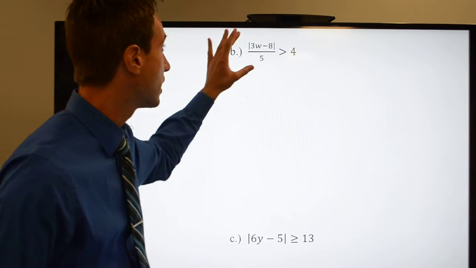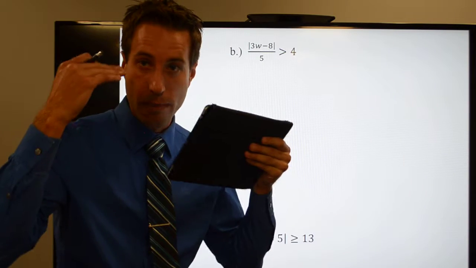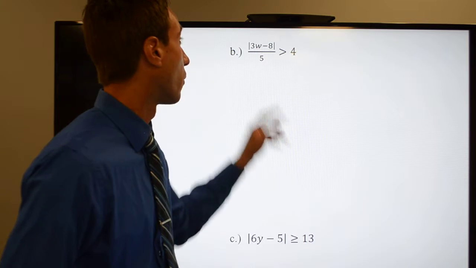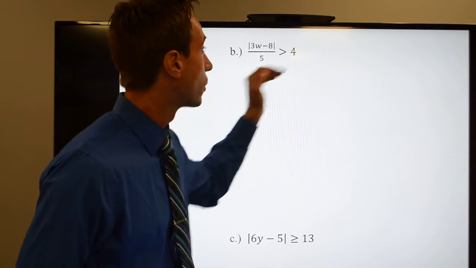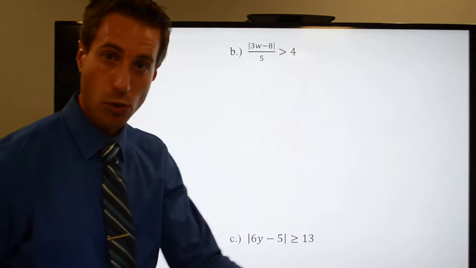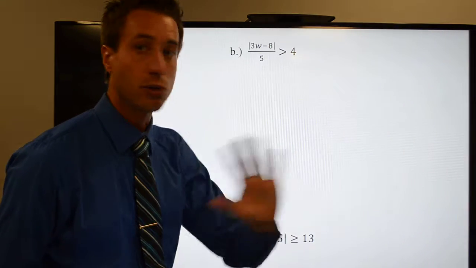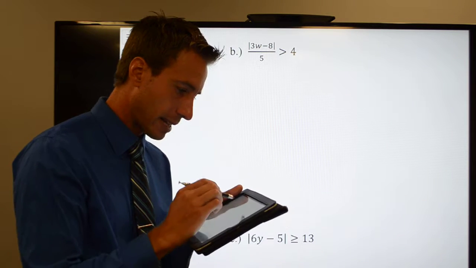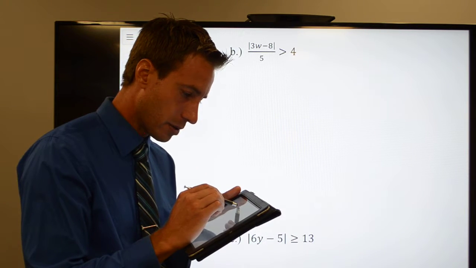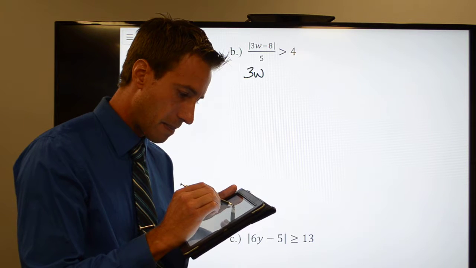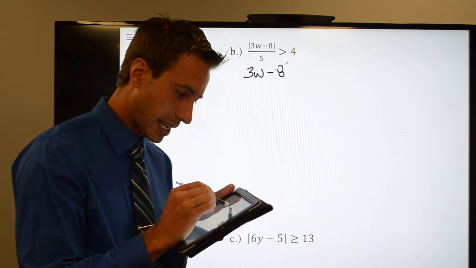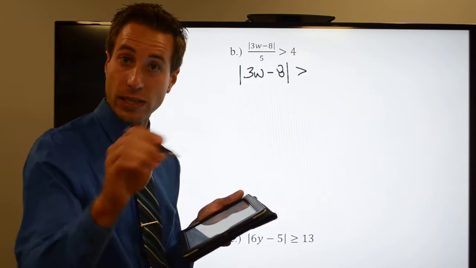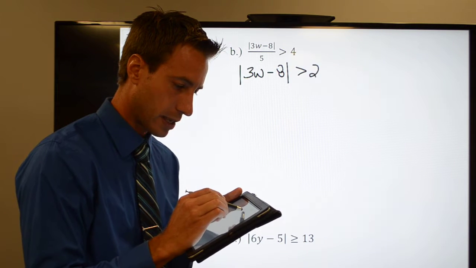So here we go, we're going to do this one, and right away I recognize, remembering solving absolute value equations, the absolute value must be by itself, and it's not. So I'm going to need to multiply the 5 to the other side first, and please remember, when you multiply by a positive number, you don't have to flip the inequality, so this is good as is. Let's go ahead and write it as the absolute value of 3w minus 8 is greater than 4 times 5, which is 20.